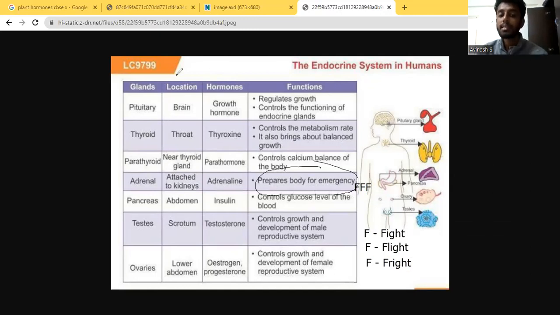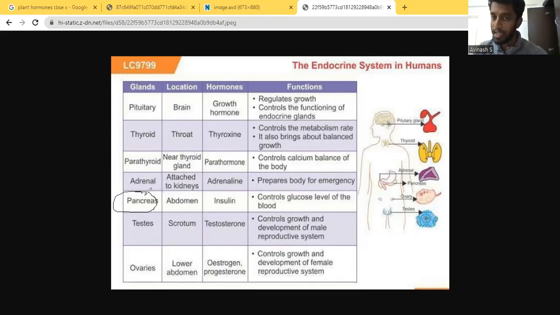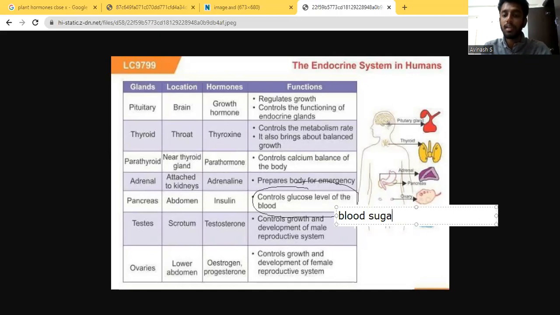The next one is the pancreas. So pancreas is the name of the gland, and it is present in the abdomen, a little above the genital organs. And the pancreas secretes a hormone called insulin. And insulin controls the glucose level of the blood. This is also called the blood sugar level.